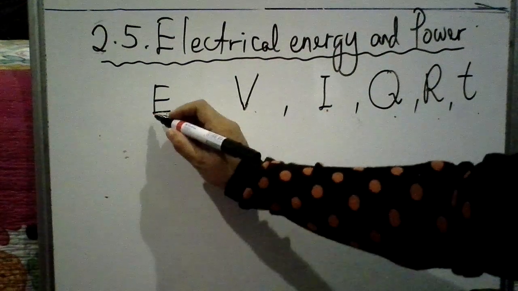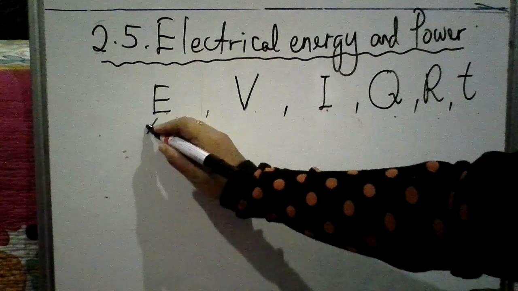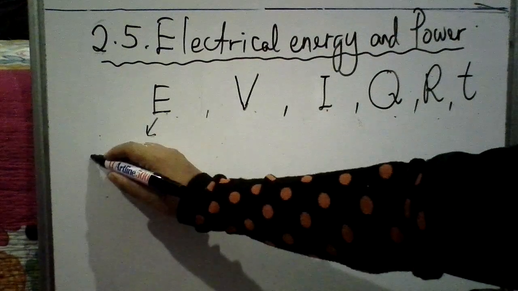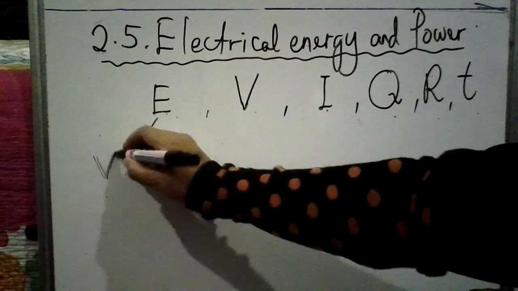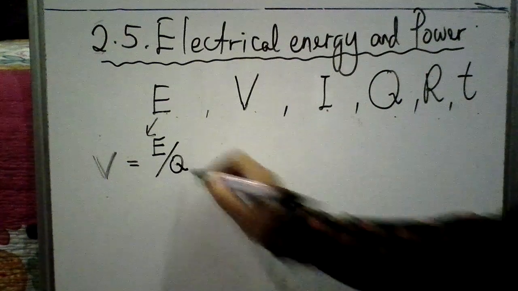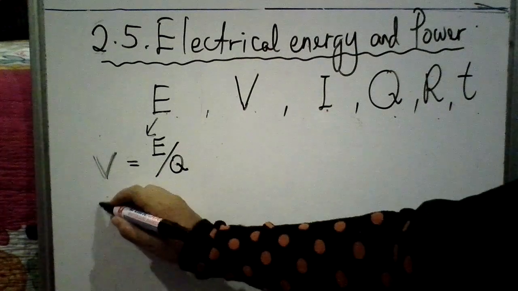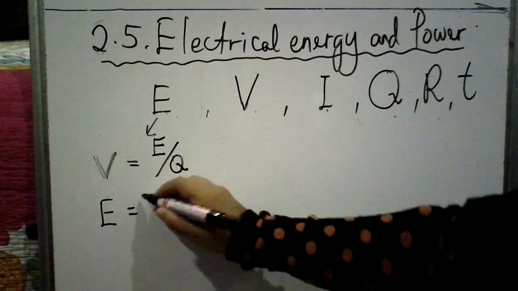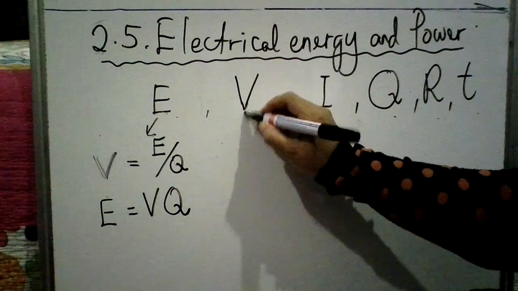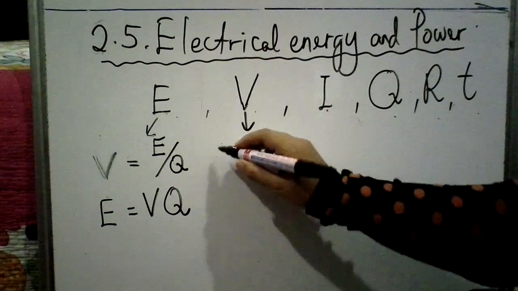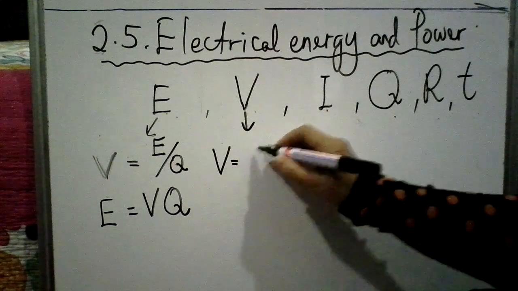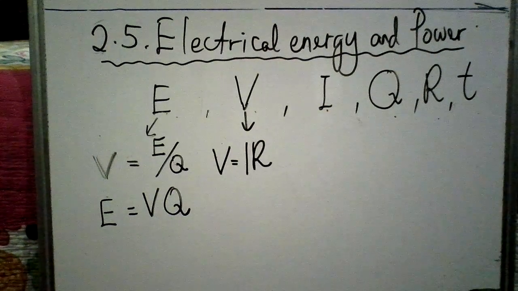Okay, let's look at the first symbol. Electrical energy, if you still remember, it comes from this formula. Potential difference V equals E divided by Q. So meaning we can get E equals VQ. Okay, the second one, voltage or potential difference. We produce this formula under the topic of Ohm's law. You get V equals IR.